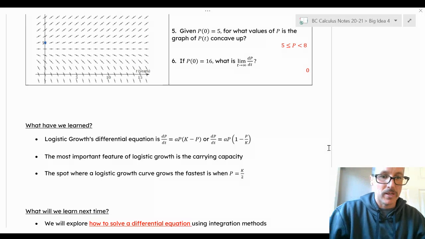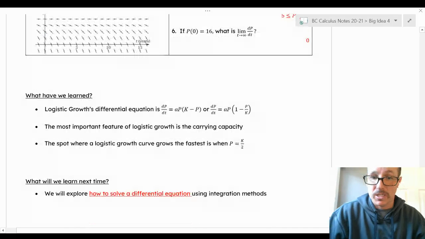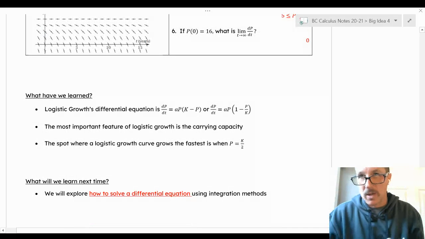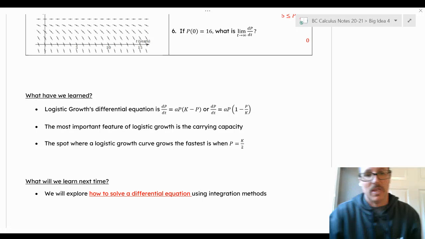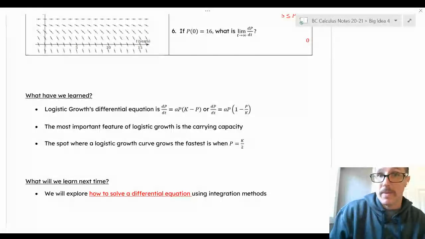So next time we're going to talk about how to solve a differential equation, any differential equation that you can separate anyway. There's lots of differential equations out there that you won't be able to solve with this next method that I show you. But that's what we're going to talk about next video.